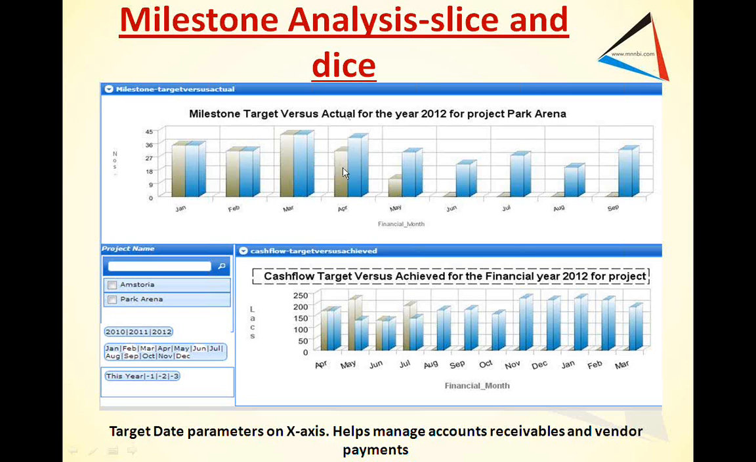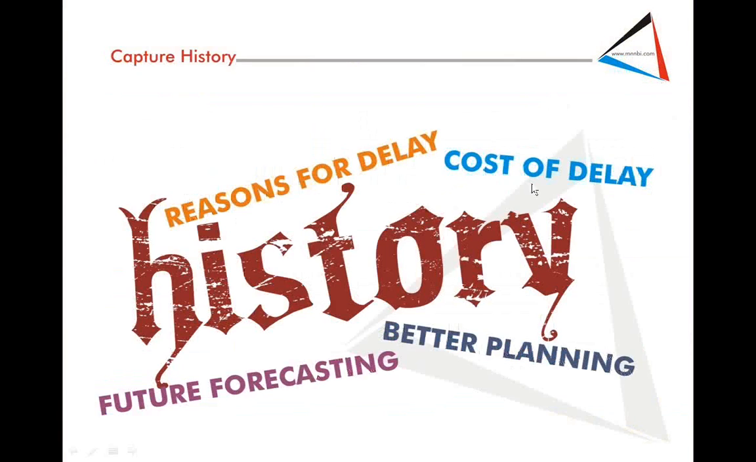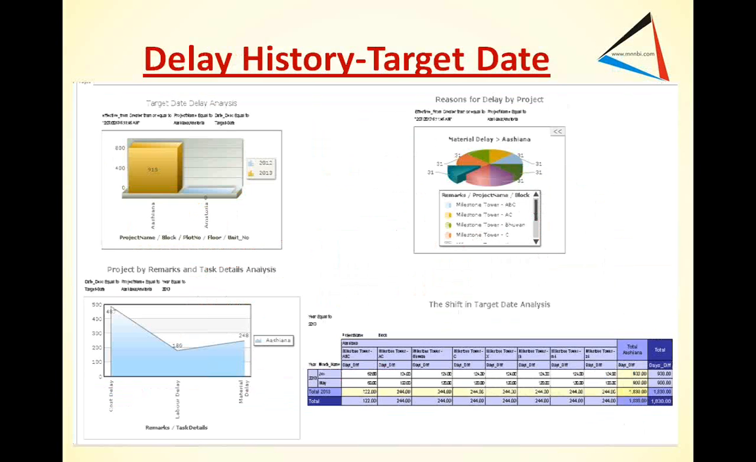So this graph will say that's 80% achievement for this month, and the remaining milestones will be adjusted across the other months. Then we look at the reasons for the cost of delay. So a site management module looks at the cost, tracks the delay. So for example, I have this target date delay analysis. So if I extend the date time of the project, for this particular project, I can drill down by block, plot, flow, unit number.